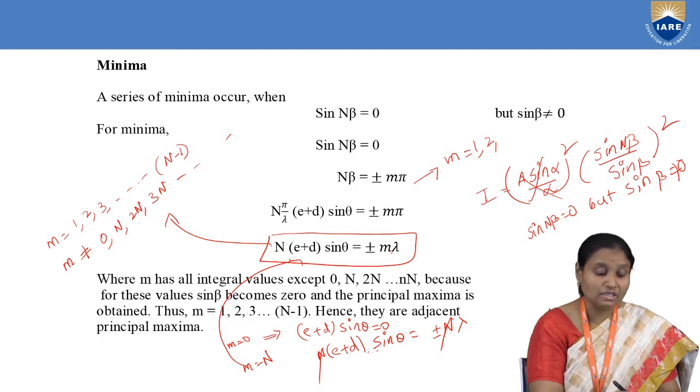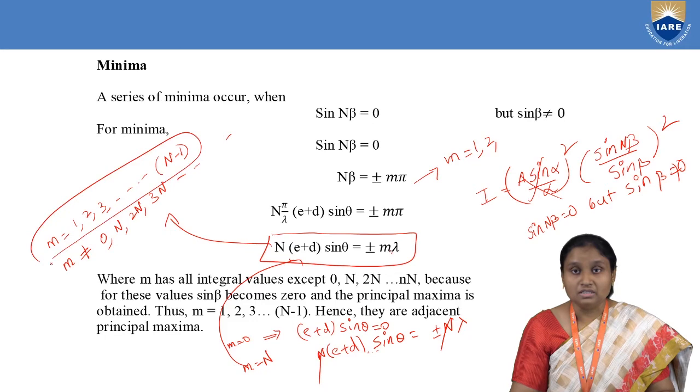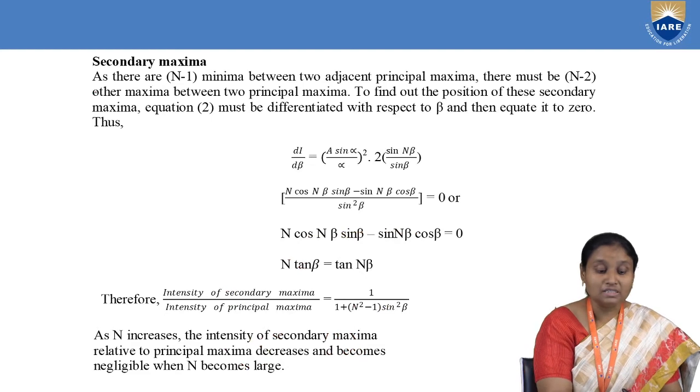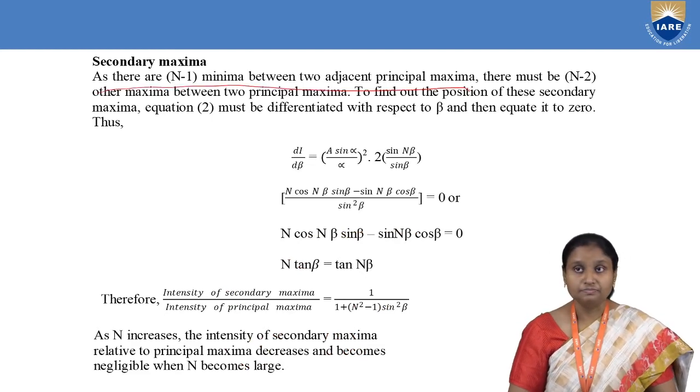So that's why I have to limit my m values to 1, 2, 3 and so on to n minus 1. It means that only n minus 1 minimas are present, and that too they are present between two adjacent principal maximas.